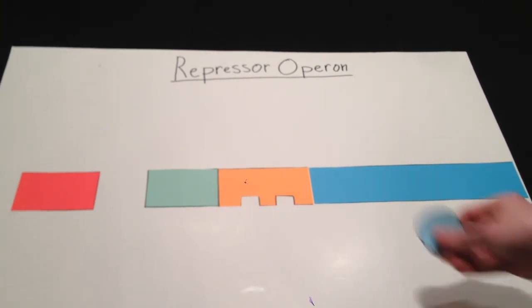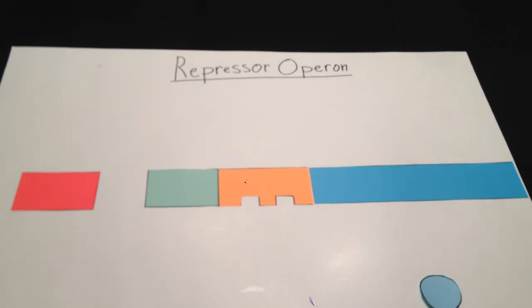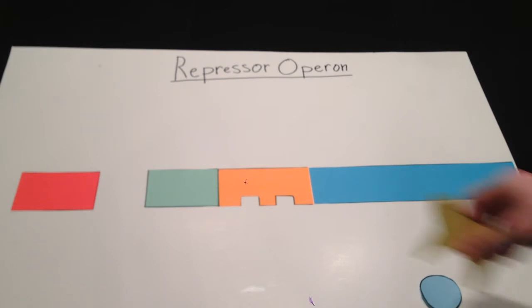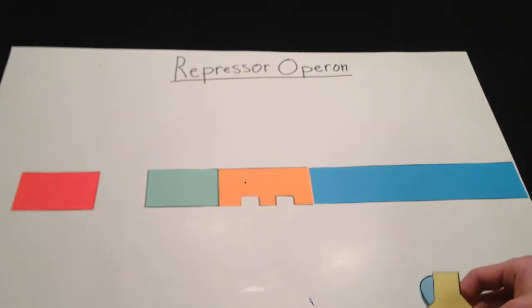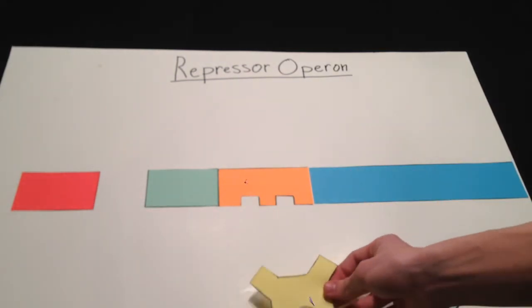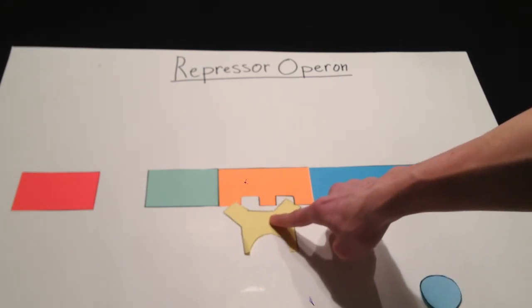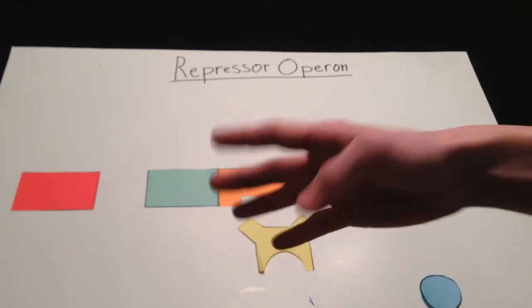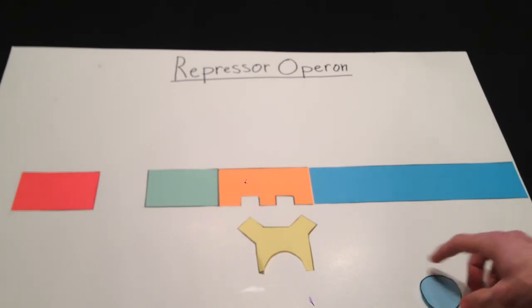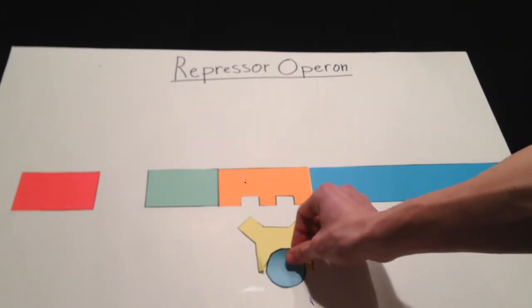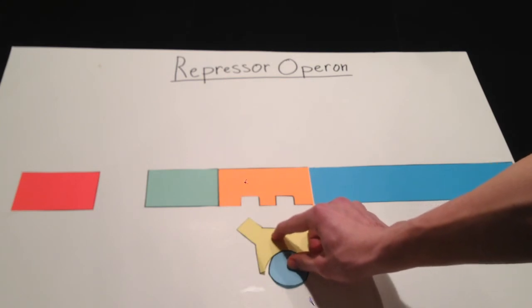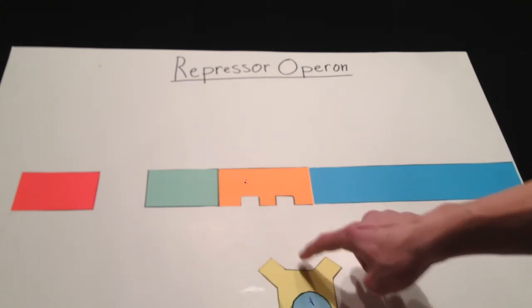When there's enough tryptophan in the cell to be used, our regulatory gene will code for a repressor protein. In this case, this one is inactive and cannot bind to our operator to inhibit the production of tryptophan. So the excess tryptophan will bind allosterically to the allosteric site, and this will change the active site.